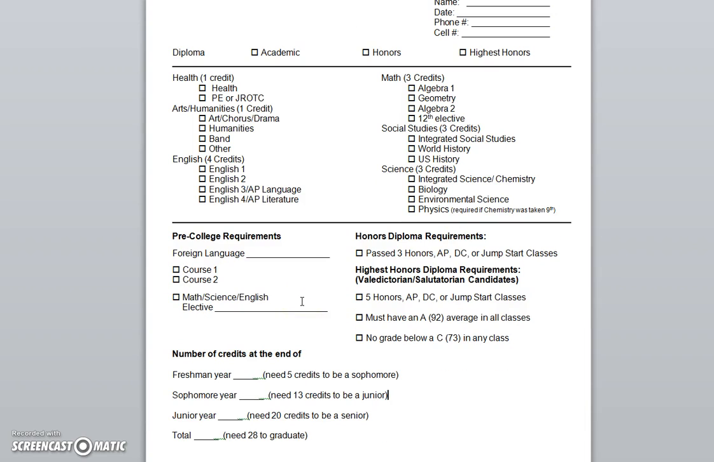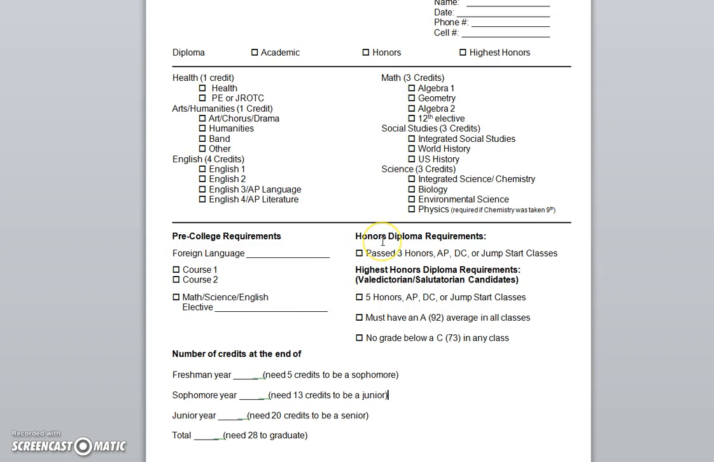Moving to the next section of the credit check form would be foreign language. For the pre-college requirements, you would want to make sure and check all here that apply, but please put your language on here, whether it was Spanish, German, or French. You might add your math, English, science electives as required there.